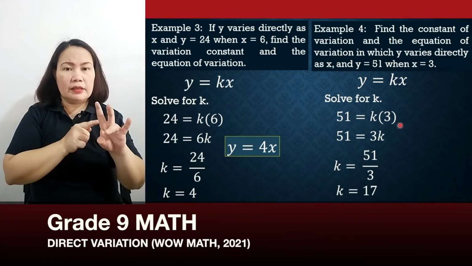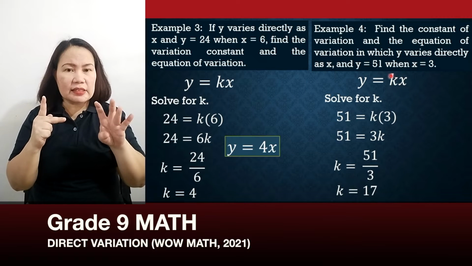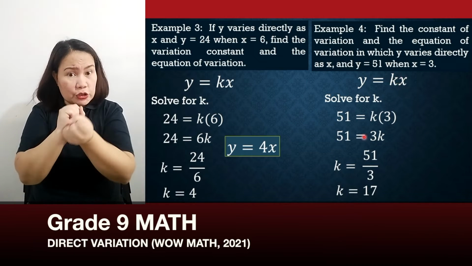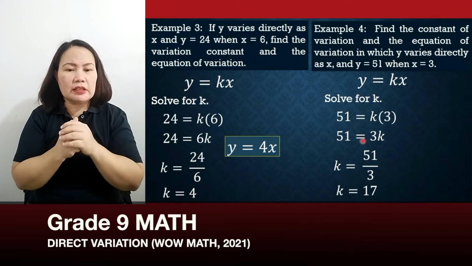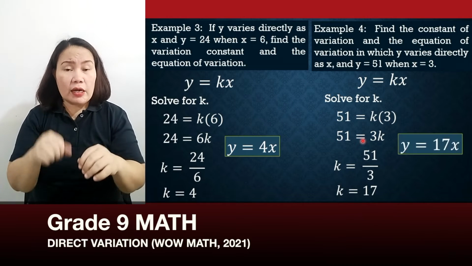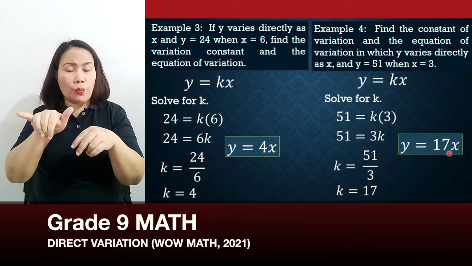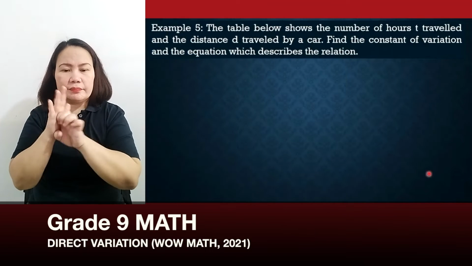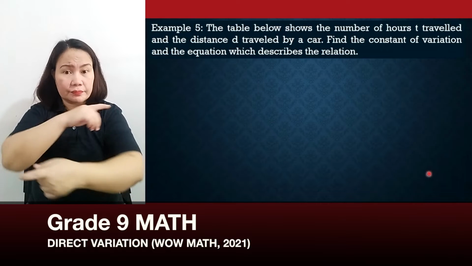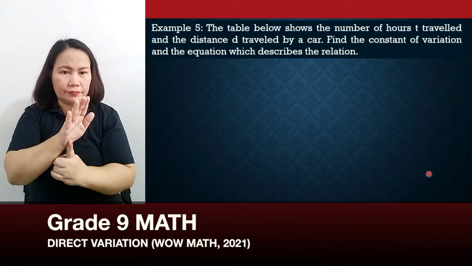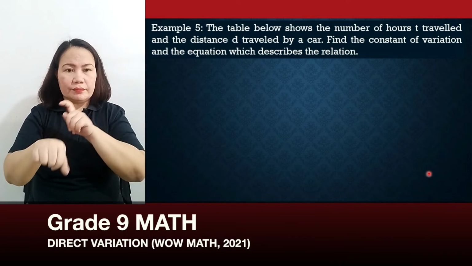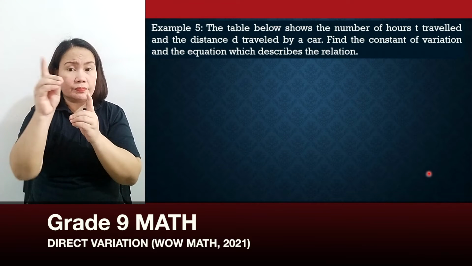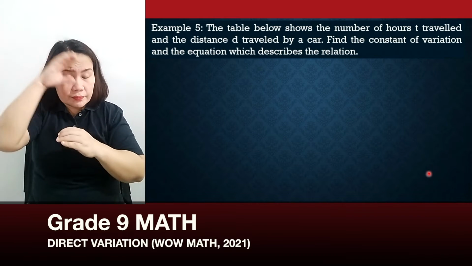So balik tayo dun sa equation natin. Papalitan natin yung k natin ng 17. So therefore, yung equation ng variation natin ay y is equal to 17x. Okay? Another example. The table below shows the number of hours t traveled and the distance d traveled by a car. Find the constant of variation and the equation which describe the relation.